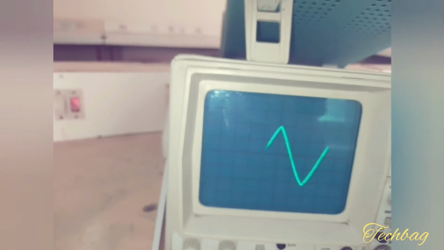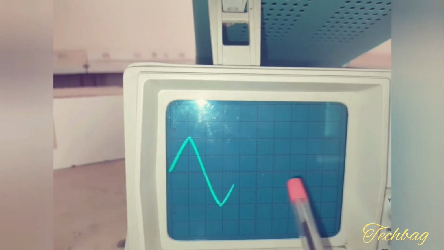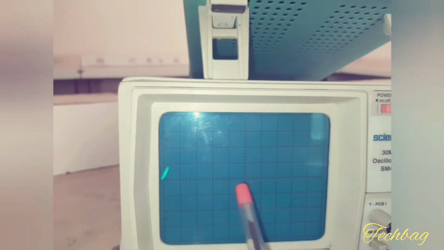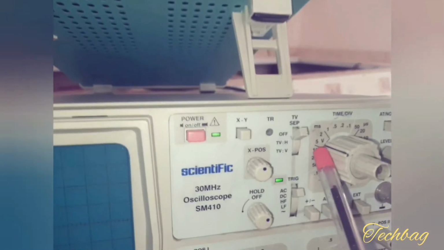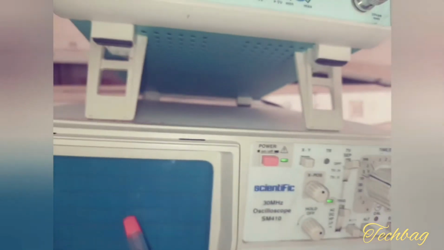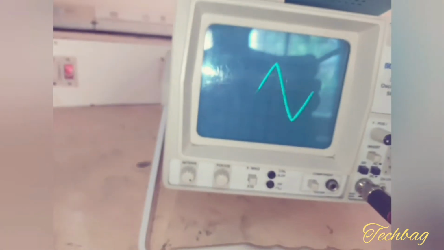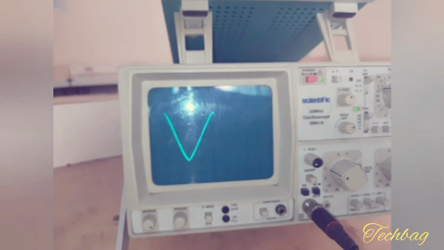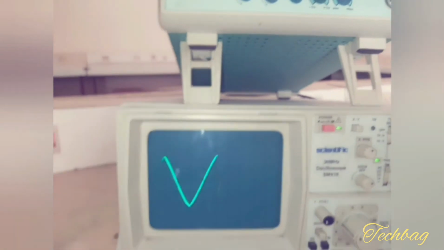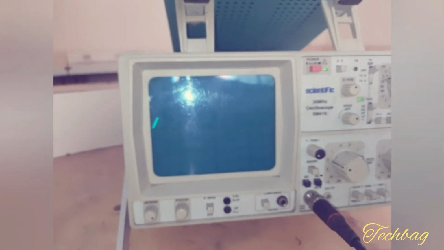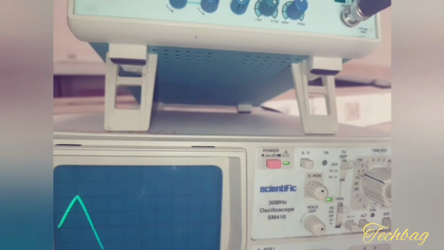Next one, time period. In the positive half cycle, the number of units is 1, 2. In the negative half cycle, 1, 2. So totally 4 units of time. It should be multiplied with time division. Here the time division is 5 milliseconds. So 4 into 5 milliseconds, that is 20 milliseconds. So you get a 20 millisecond time period. Frequency is the reciprocal of time period, that is 1 by 20 milliseconds, which will give 50 Hz. Actually we set 50 Hz, so here also we obtained the same 50 Hz.